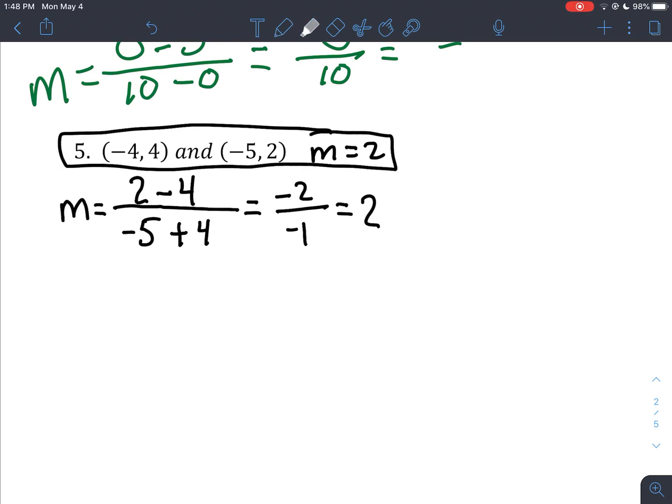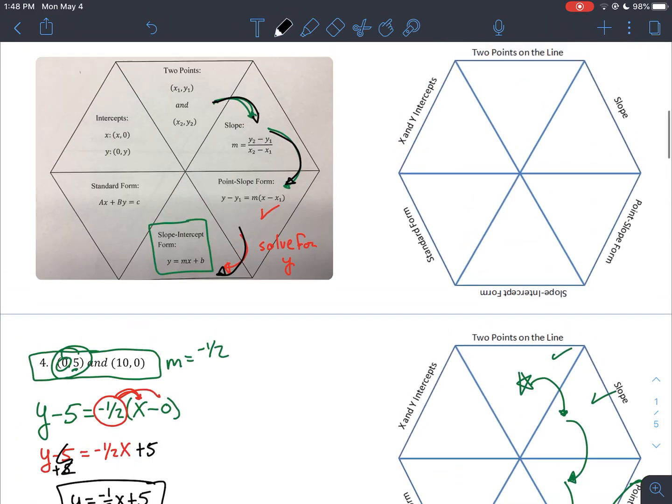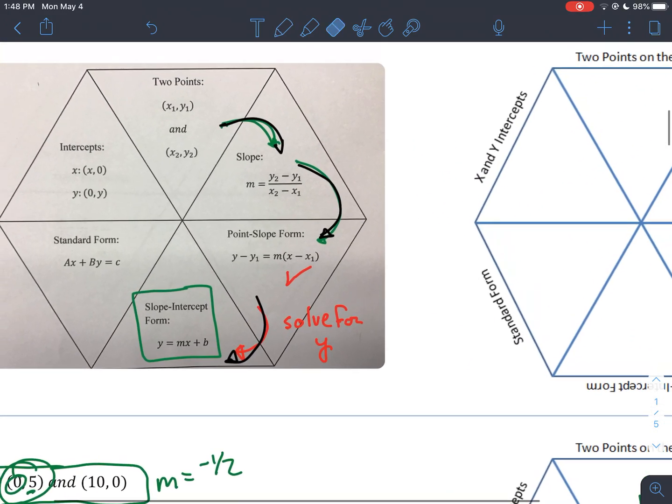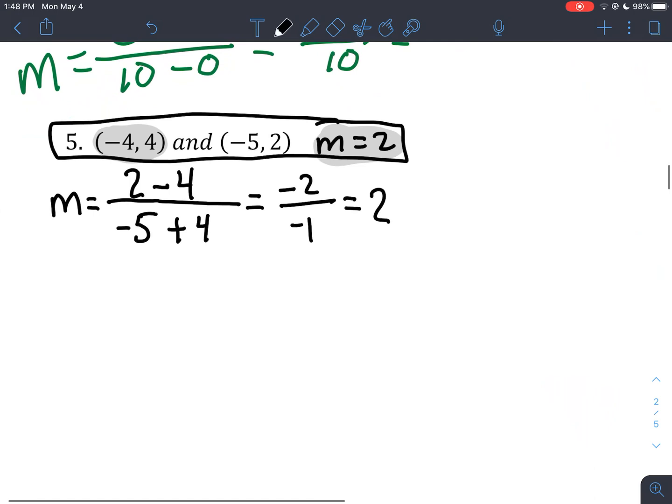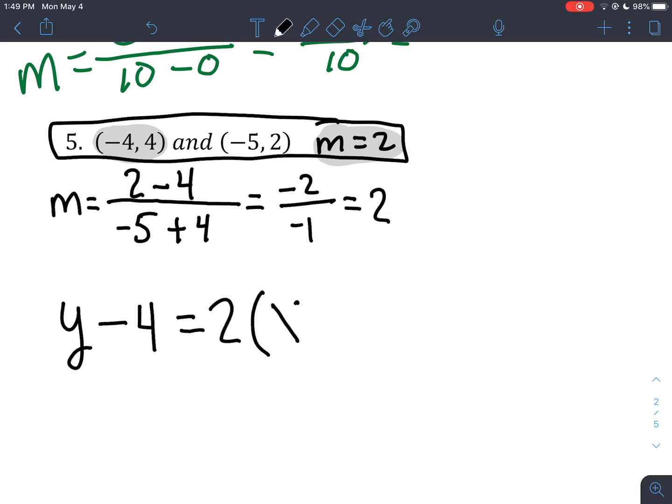And just continuing on with this, let's just use this one. So we've got this point and we've got this slope. Now we're going to put it into point slope form. So we found the slope. We're going to go to point slope form. So we're going to use this y minus y1 equals m times x minus x1. So it's going to be y minus 4 equals 2 times x minus a negative 4.